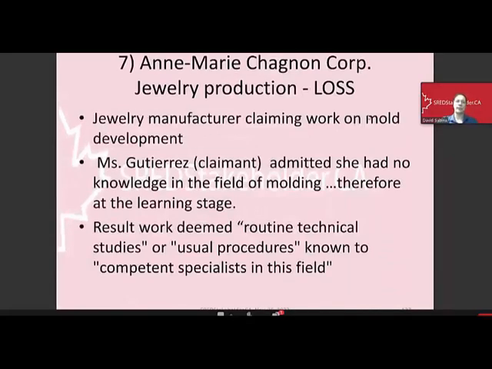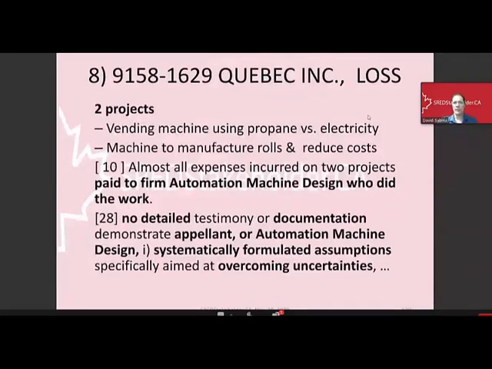Last 2 projects really quickly. Chagnon is a corporation where they were developing molding for jewelry. However, the claimant admitted she had no knowledge of the field of molding, as at the learning stage. So again, it's not a learning process, it's an advancement process. They just didn't have the relevant skills.